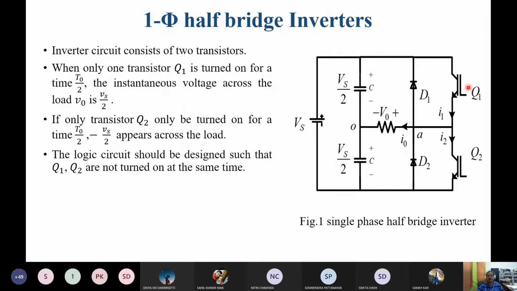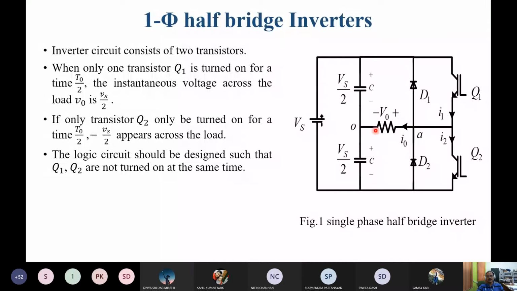Now when this switch is off, what happens to the current? Current cannot change direction instantaneously in an inductor, so it will continue to flow. Imagine this is the inductor. It will continue to flow in this direction. So in which direction will it flow? This is off. Is this direction possible? No, it is a unidirectional device. So only this diode will conduct.